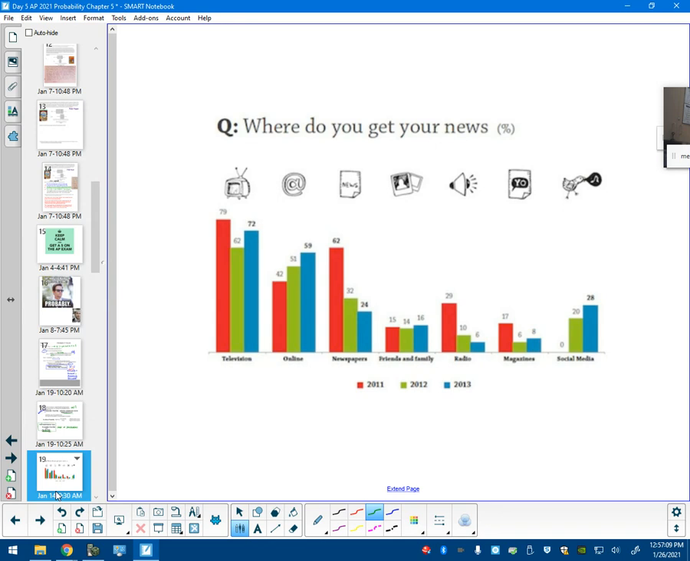All right. So this right here is a graph of kind of what this first problem on page 2 is talking about. You can't see this too well, but the red stands for 2011, and the green is 2012, and the blue is 2013. And this is where people get their news. This says TV, this is online, this is newspapers, friends and family, radio, magazines, and this is social media.